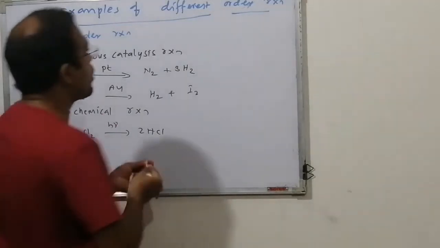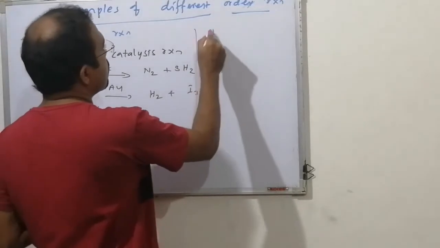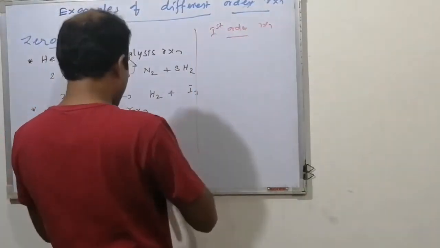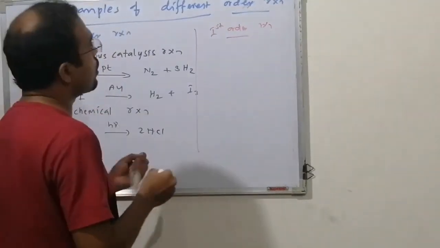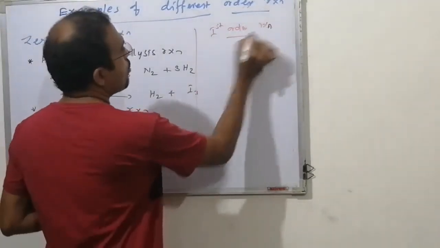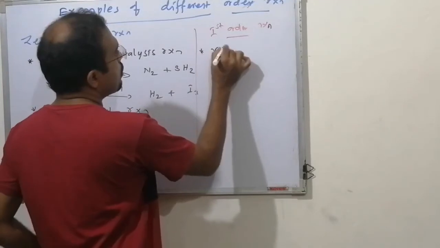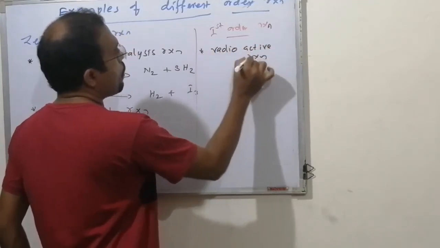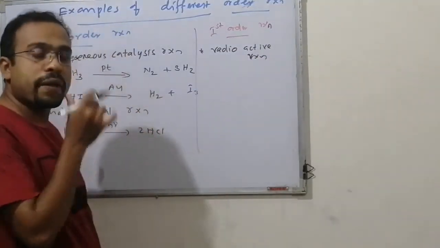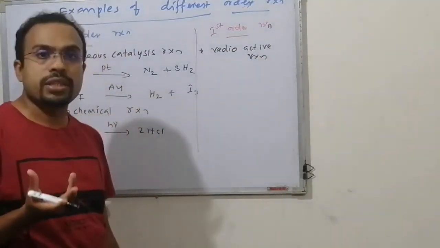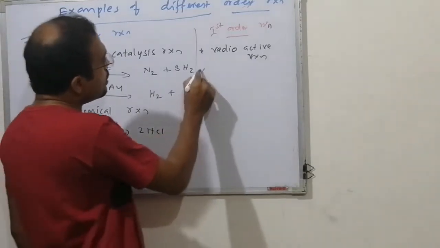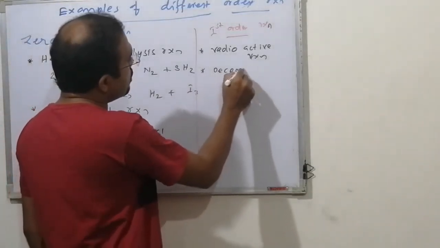Now, another one is first order reactions. We can have some examples for first order reaction. One of the most common first order reaction examples is radioactive reactions. Radiocarbon dating is based on a first order reaction mechanism. Second is normally decomposition reactions.